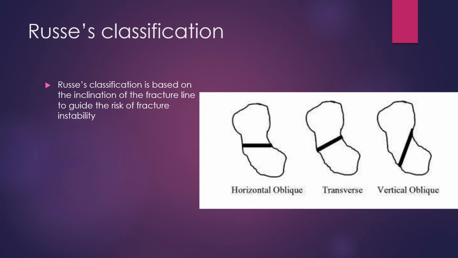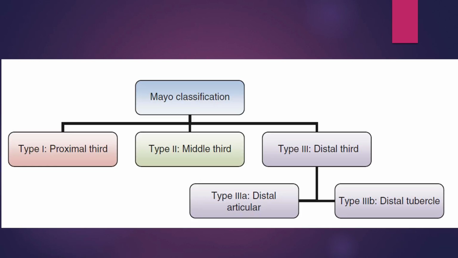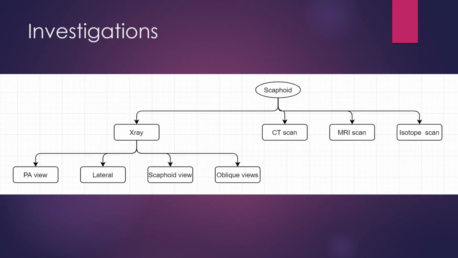There is the Russe classification. It's very simple. It's based on the inclination of the fracture line. It can either be a horizontal oblique, a transverse fracture, or a vertical oblique fracture. Then the Mayo classification is similar to the anatomic classification. There are 3 types: type 1, 2, and 3. Type 1 is proximal third, type 2 is middle third, and type 3 is distal third. Type 3 is divided into type 3A and type 3B, that is, distal articular and distal tubercle. So it's very similar to the anatomic classification. Then the AO classification is not very important, it's just for documentation purposes.